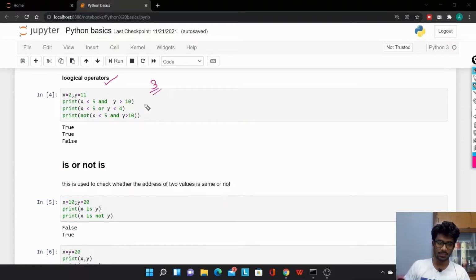Let us try to understand each logical operator in detail. In this line, we are initializing the value of x to 2 and the value of y to 11. So x equals 2 and y equals 11. What are we trying to do in the first statement? In the first statement, we are saying that the x value is less than 5.